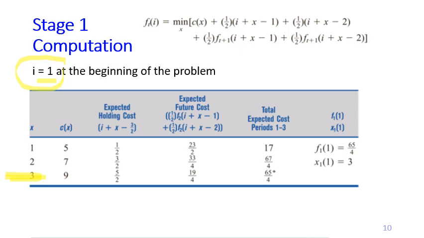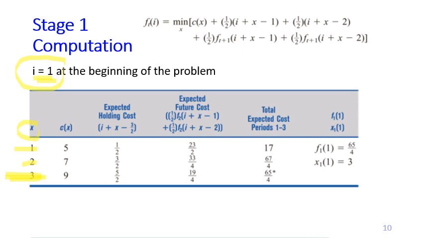If the beginning inventory is 1, then we must produce at least 1 unit. We cannot produce nothing, because if the demand is 2, then we don't have enough items to satisfy the demand. That's why the possible decisions, you see X here, are 1, 2, and 3.